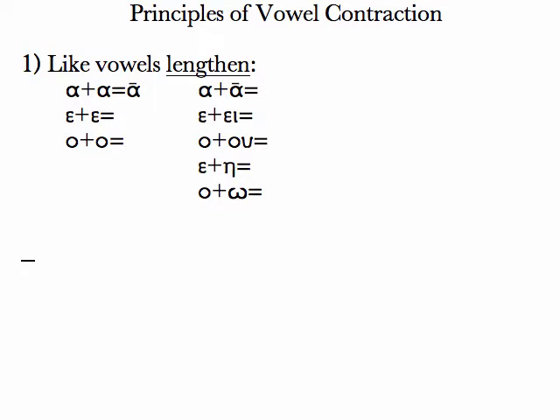Now you may think that an epsilon plus epsilon could turn into an eta. It doesn't, however. It turns into another vowel combination with a similar sound, epsilon iota, ει. Omicron plus omicron, you might think that's going to turn into an omega. It also does not. It turns into another similar sound, ου. If you have a vowel contracting with an already long vowel, it simply lengthens even more.